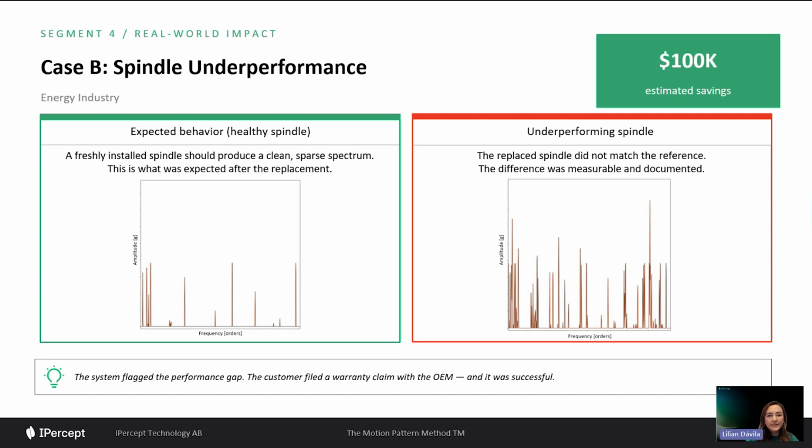But I think this case is more than just about the money. It's about having objective evidence. Without monitoring, the customer's options were to accept an underperforming spindle, likely without even noticing, or to file a subjective complaint. With the monitoring instead, the conversation was really aided by data and facts, which meant that all parties could come together and find a solution. The estimated savings for this case are around $100,000 and 315 hours of avoided downtime.